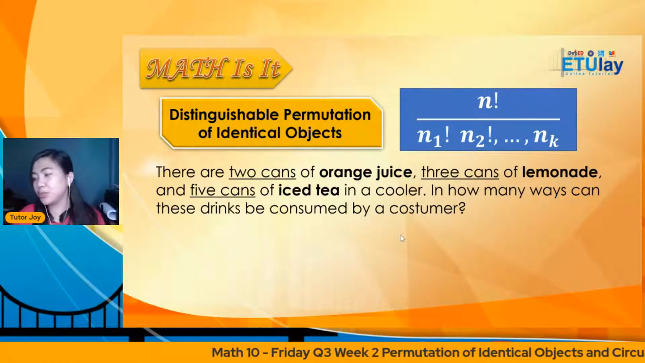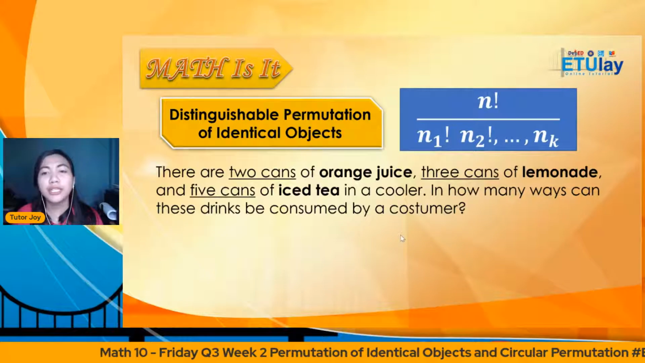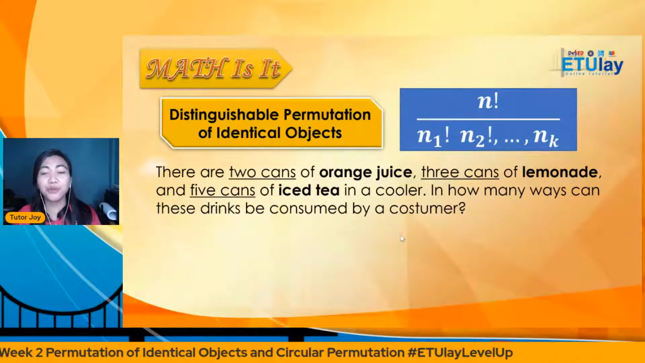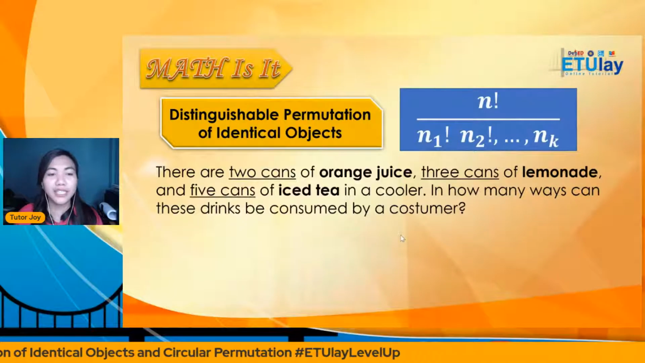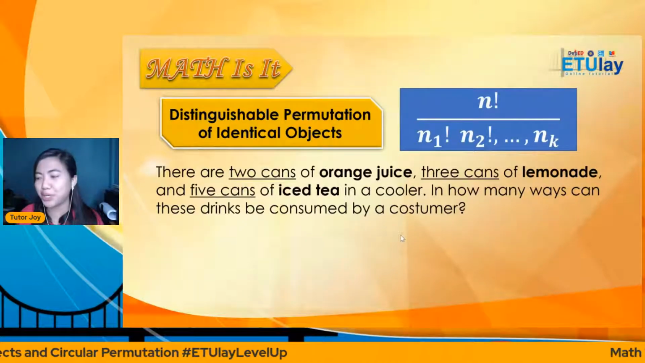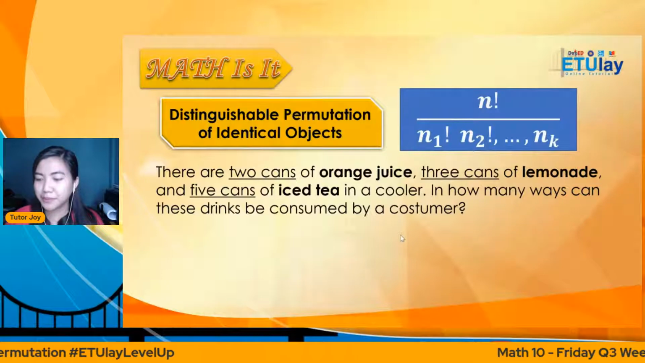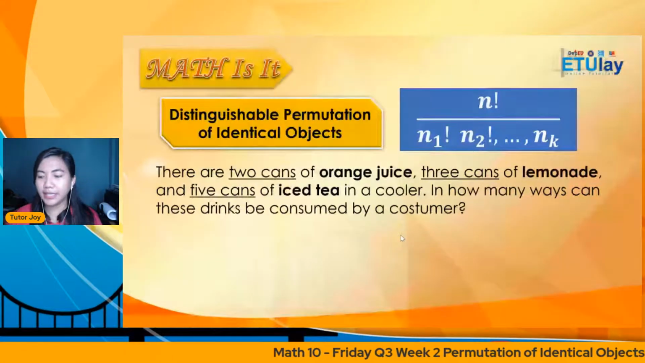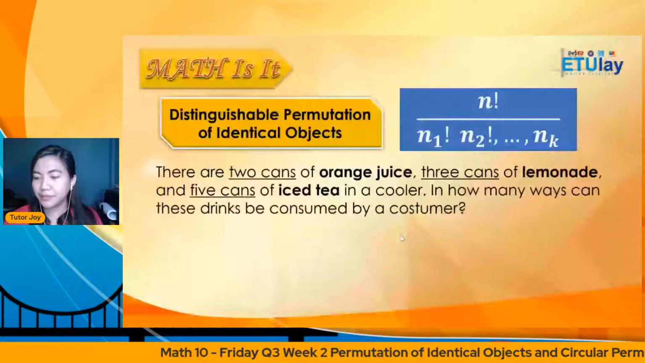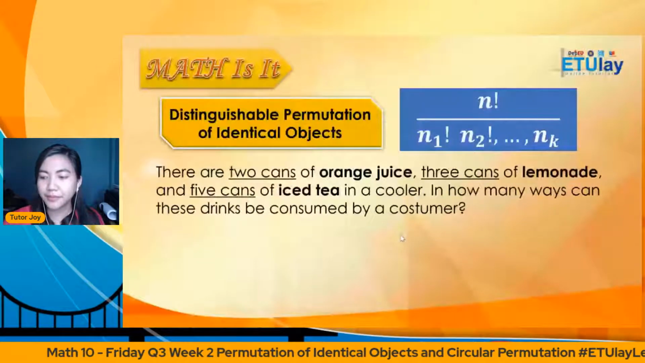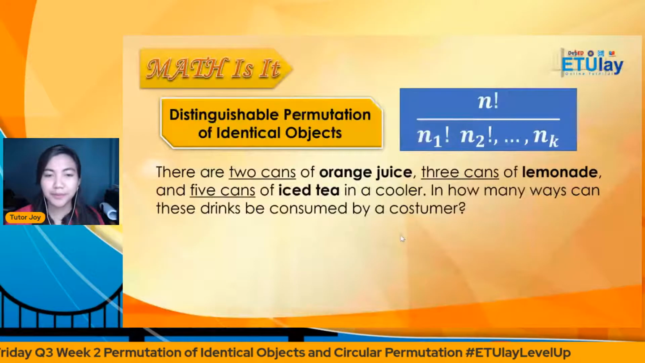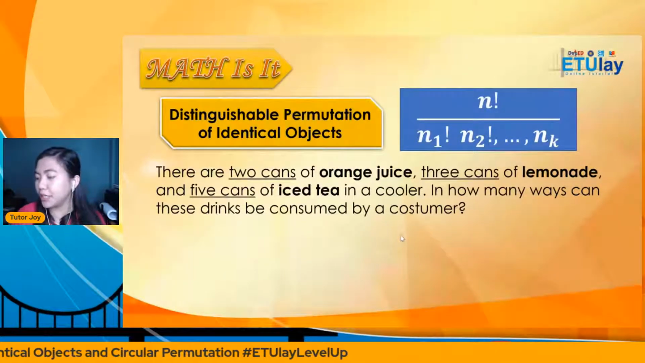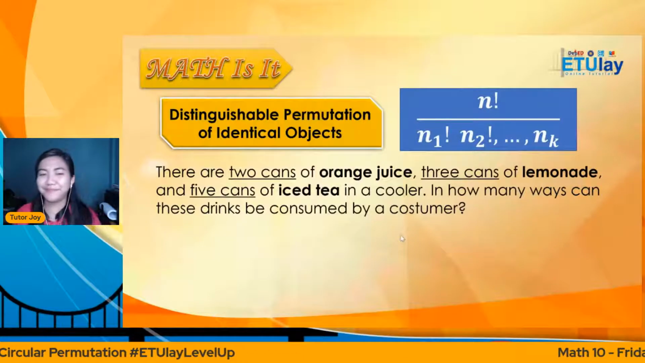Ayan, there are 2 cans of orange juice, 3 cans of lemonade, and 5 cans of iced tea in a cooler. In how many ways can these drinks be consumed by a customer? Sige nga, try tayo. In the chat box, how many number of drinks do we have?